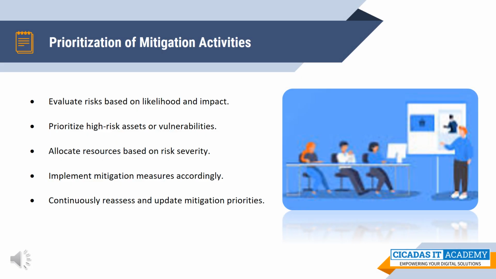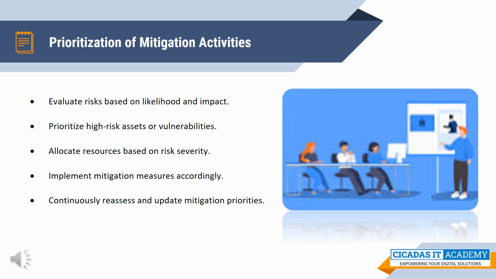To effectively manage risks, organizations need to evaluate risks based on their likelihood and impact. High-risk assets or vulnerabilities should be prioritized for mitigation. This prioritization ensures that resources are allocated based on the severity of each risk. Mitigation measures and strategies can then be implemented accordingly. It is important to continuously reassess and update mitigation priorities as risks evolve or new risks emerge, ensuring ongoing effectiveness in risk reduction.